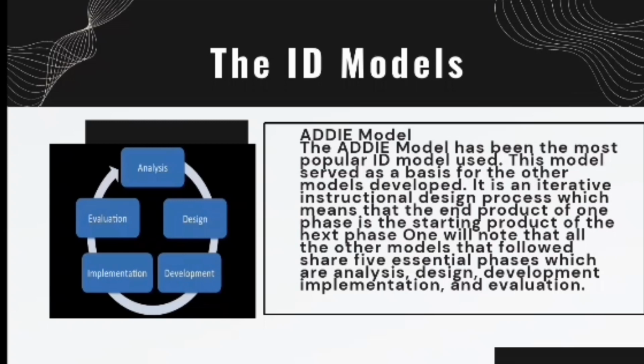Next is the evaluation stage. So this is the final stage of the ADDIE model. It involves assessing the effectiveness of the program. It includes gathering feedback and evaluating whether the program meets its objectives.